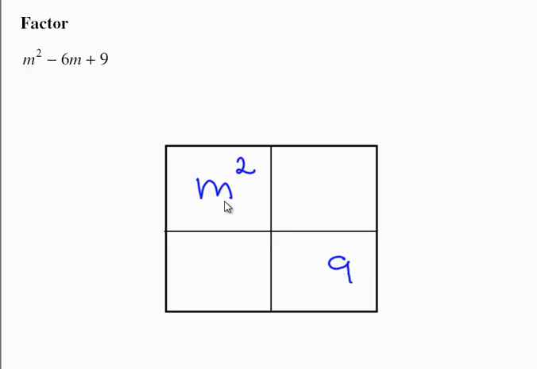So both m squared and 9 are perfect squares, meaning that you can make a square that has an area of m squared. We could do this by choosing m and m for each side, and then to have a square with an area of 9, we're going to have 3 and 3. Now I already have m and 3, so I'm going to fill out the rest of my box.